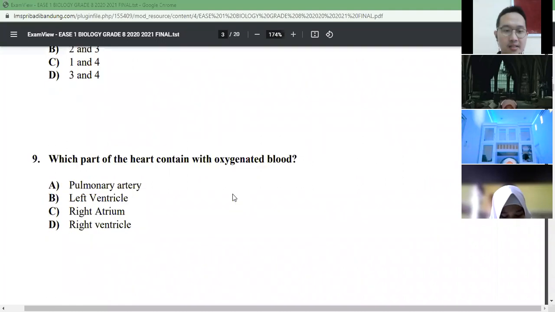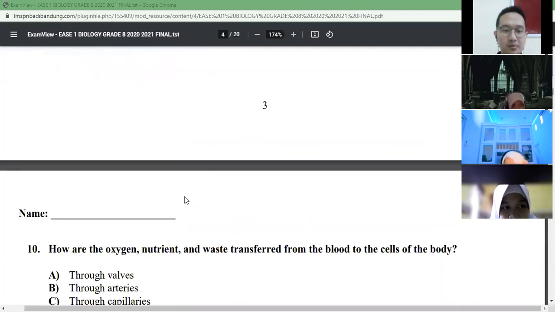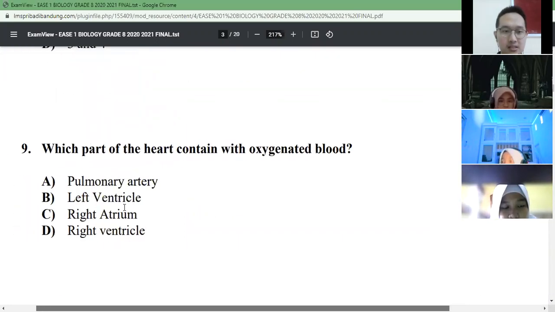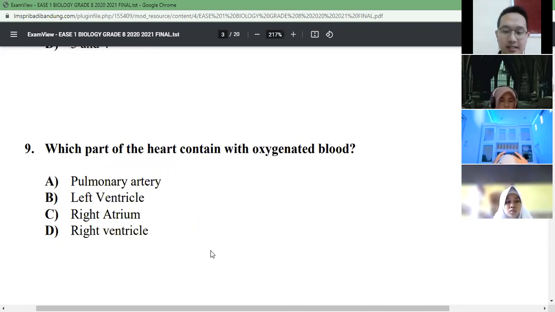We have done this, so let's continue. Which part of the heart contains oxygenated blood? The question is quite easy actually, but tricky. Any thoughts? Any idea?